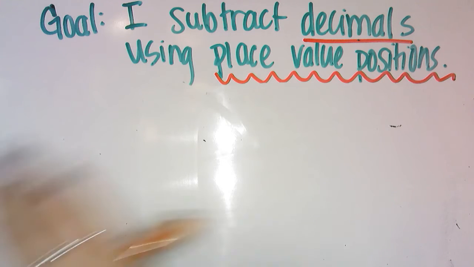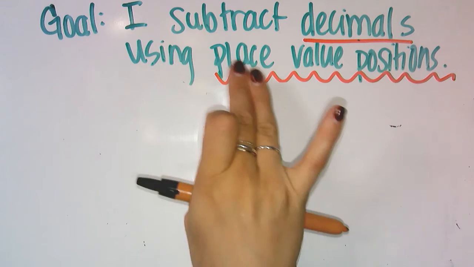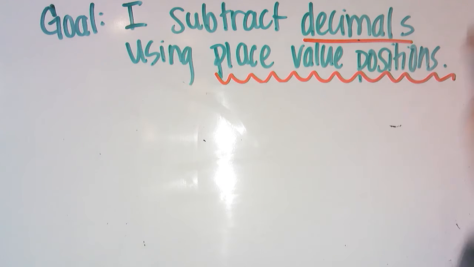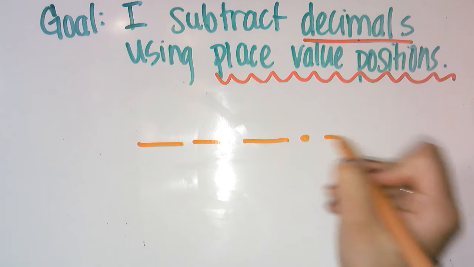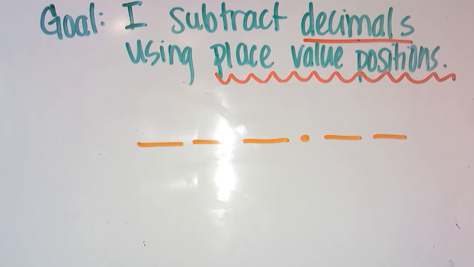Today, your goal is to subtract decimals using place value positions. So we started last week talking about decimals. So we all know what those are and we've all been practicing saying them. And then our place value positions, you'll remember, are the positions in which your numbers sit.